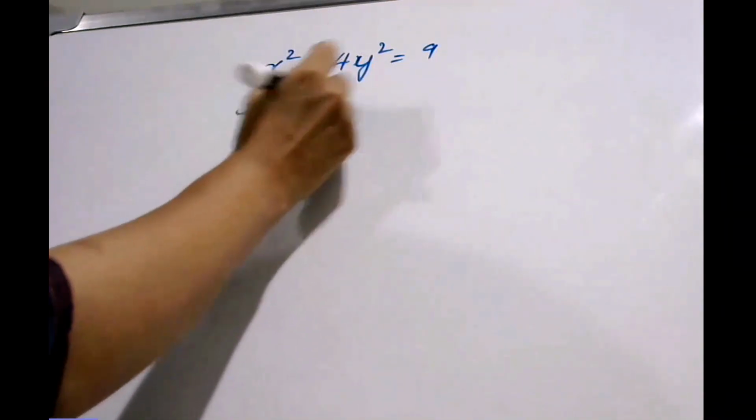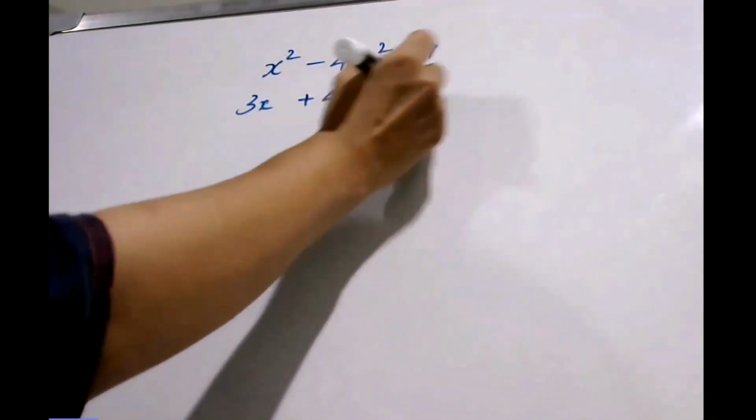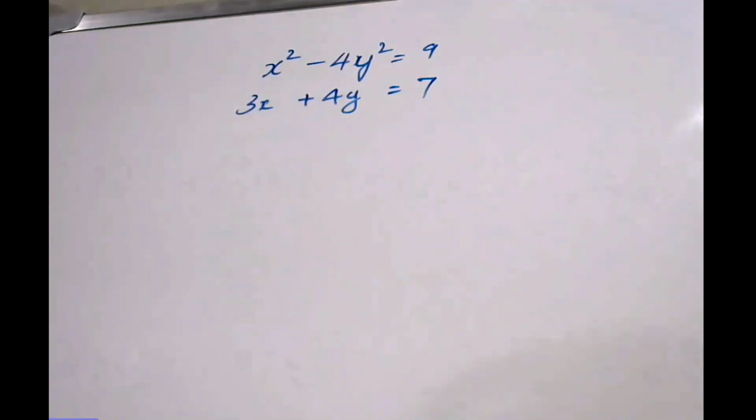The second is 3x plus 4y equal to 7. You're asked to solve these two equations. See, what happens here is this. The first equation is a second degree equation, or the quadratic equation. And the second one is a linear equation. Linear equation means the degree of that equation is 1. The equation can be represented by a line. That's why.